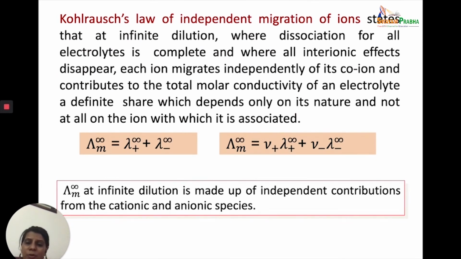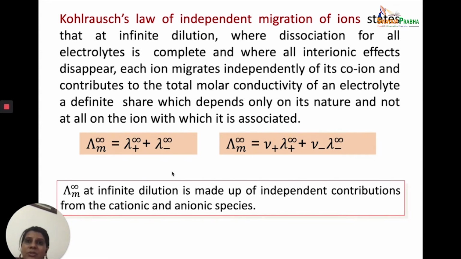This led Kohlrausch to postulate the law of independent migration of ions. Kohlrausch law of independent migration of ions states that at infinite dilution, where the dissociation for all the electrolytes is complete and where all the interionic effects disappear, each ion migrates independently of its co-ion and contributes to the total molar conductivity of an electrolyte a definite share, which depends only on its nature and not at all on the ion with which it is associated. That means lambda m infinity is equal to lambda plus infinity plus lambda minus infinity. This is for a 1:1 electrolyte.